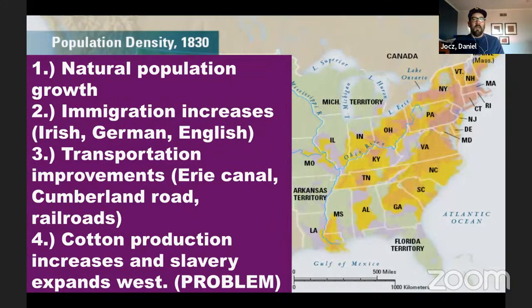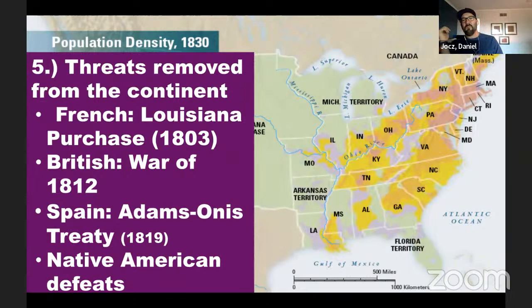And then another one, number 5, is basically the threats are removed from the continent. Remember, the French get booted when Jefferson is able to make a deal in 1803, the Louisiana Purchase. Another threat that was removed from the continent was we fought another war against the British, the War of 1812. And although we don't defeat them, it is basically pretty much a draw. The War of 1812 ends.